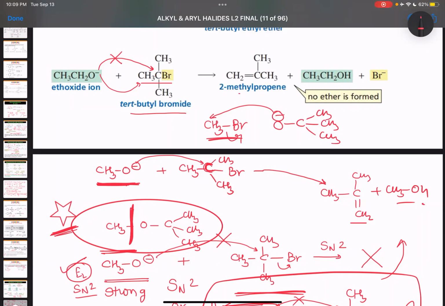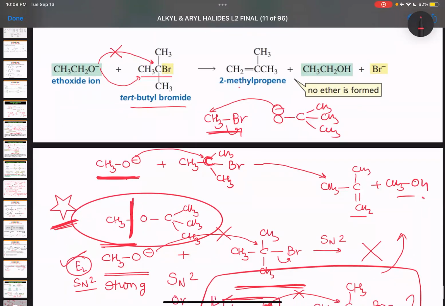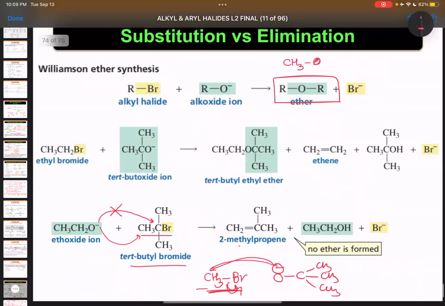Elimination actually requires more energy. So elimination will happen only if substitution is not possible. SN2 is not possible. Is it clear? Clear or not? So here O minus will come and attack and you will have CH3. SN2 can happen very quickly because it is less charged. Okay? Right?